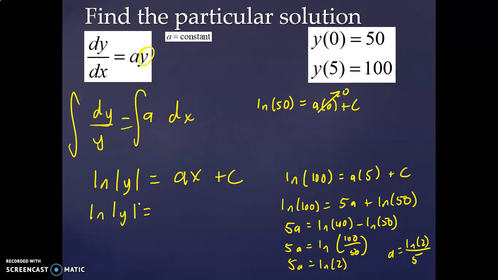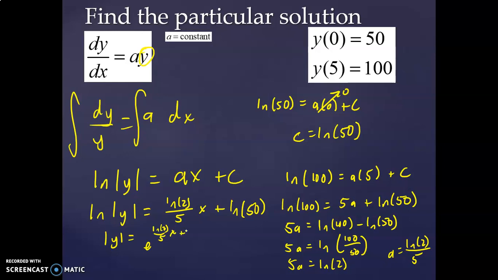So ln absolute value of y equals ln of 2 over 5x plus ln of, sorry, c is ln of 50. Again, it doesn't say that we have to solve for y, so we wouldn't necessarily need to. To get it out of the log, you would put it into an exponent, so e to the ln 2 over 5x plus ln of 50.